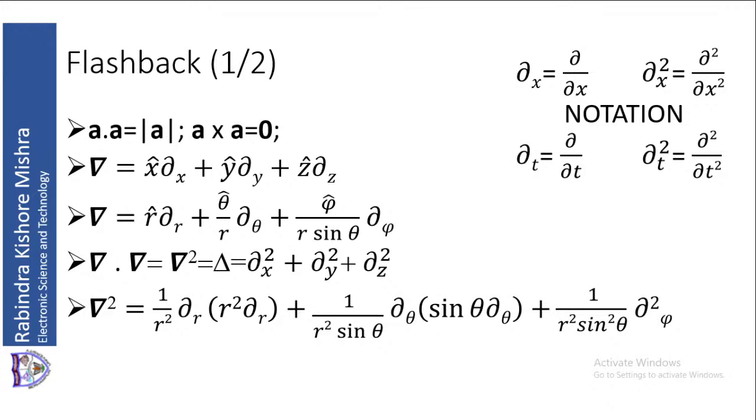...upon r square ∂/∂r plus 1 upon r square sin theta ∂/∂theta operating on sin theta ∂/∂theta plus 1 upon r square sin square theta operating on ∂² /∂phi². So these are some identities that we know. Similarly, del cross del, or curl of the delta operator, is equal to 0 because it is like A cross A is equal to 0. Based on that, del cross del is equal to 0.